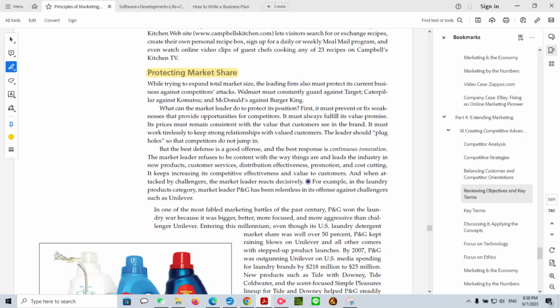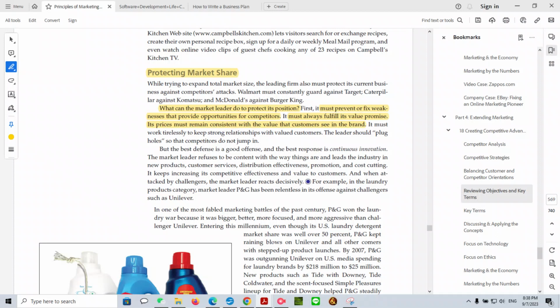First, it must prevent or fix weaknesses that provide opportunities for competitors. Remember I told you about that? When you have a strength, you have an opportunity. When you have a weakness, you also have a possibility of creating an opportunity if you can get rid of the weaknesses, what I was talking about earlier. It must fulfill its value promise and price to remain consistent with the value customers see in the brand. It must work tirelessly to keep strong relationships with valued customers. The leader should, quote, plug holes so that the competitors do not jump in.